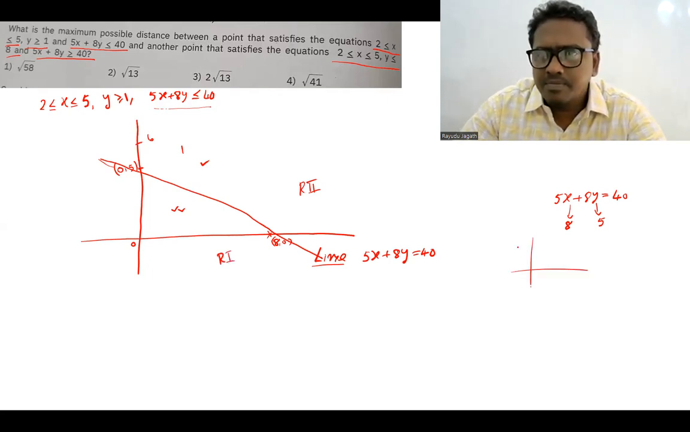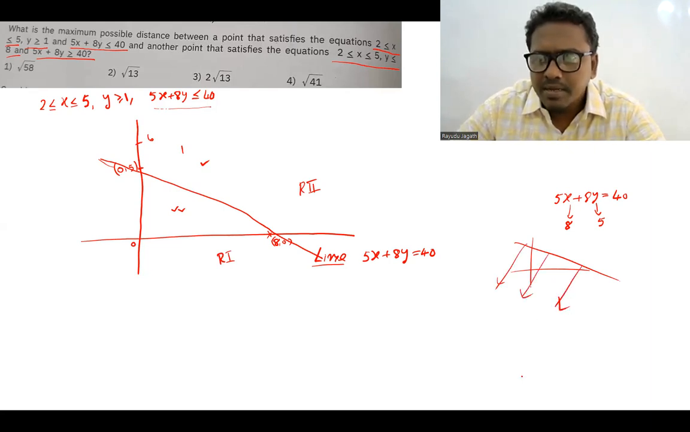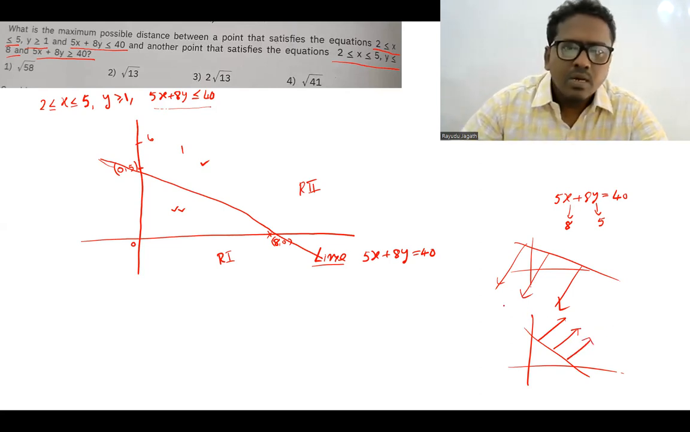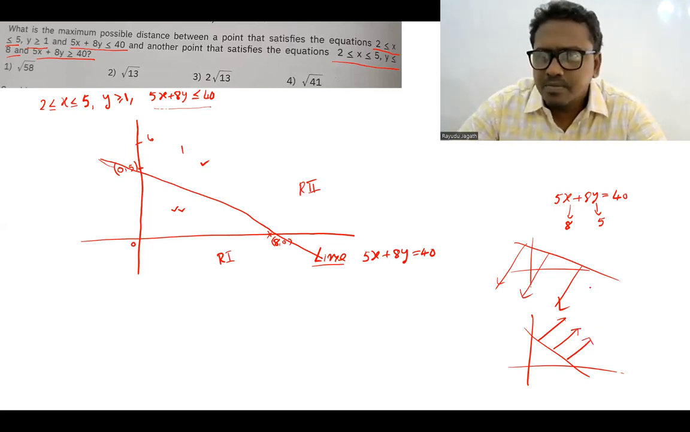It is like this is the equation. This is region 1 corresponding to less than or equal to 40, and this is region 2 corresponding to greater than or equal to 40. This is less than or equal to 40. This is greater than or equal to 40 for this equation.